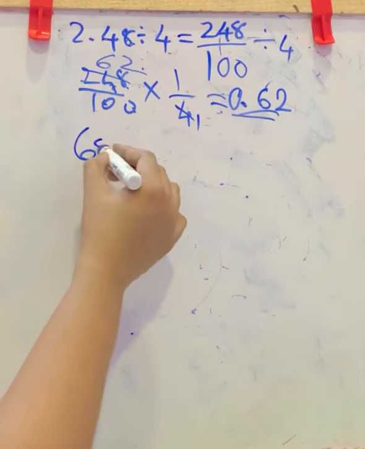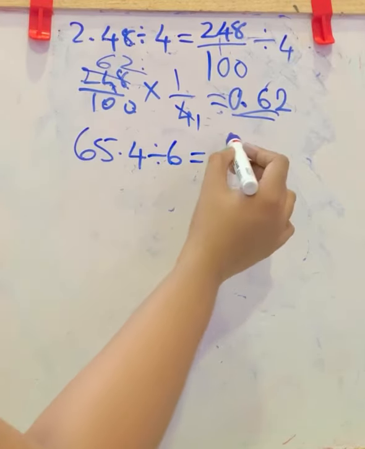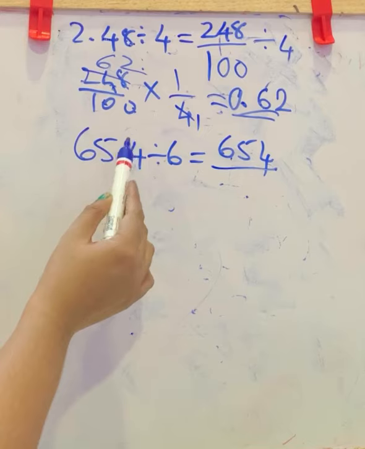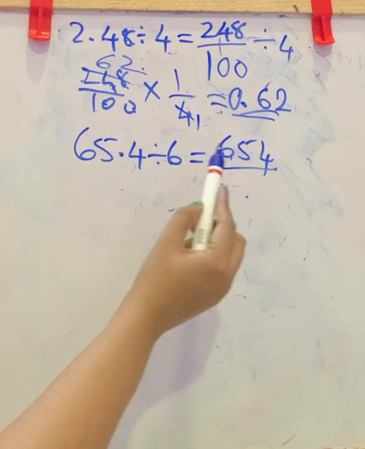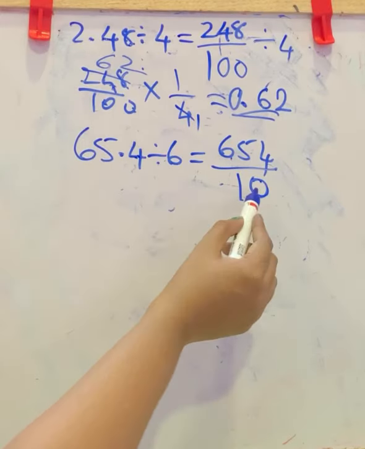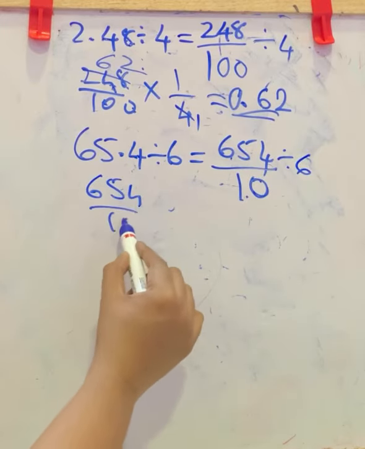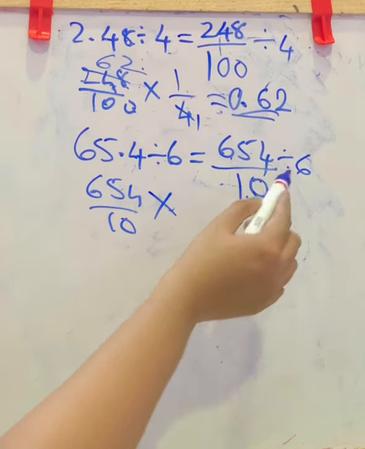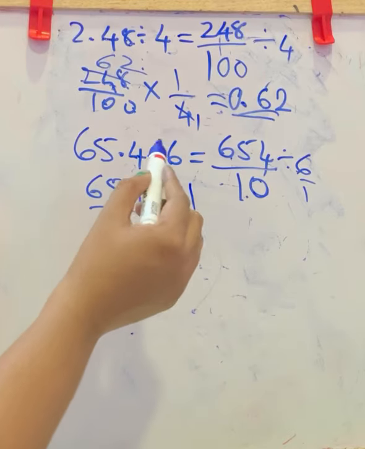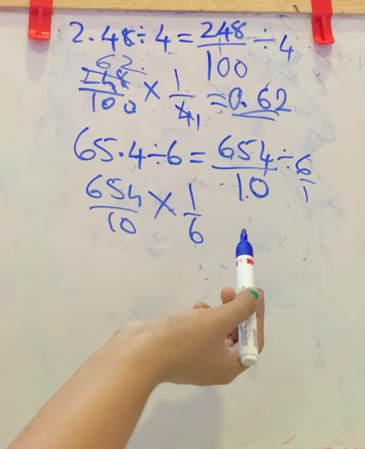Next question, 65.4 division 6. This can be written without decimal as 654. 65.4 is 654 by, so how many digits are after the decimal? Only one digit, so you can write by 10. Number of 0s is 1 because there is only one number. So 654 by 10, division 6. Division changes to multiplication, and 6 means 6 by 1; its reciprocal is 1 by 6. Now check, is there any common factor in 654 and 6?